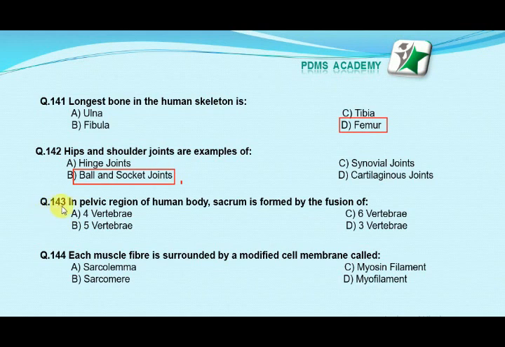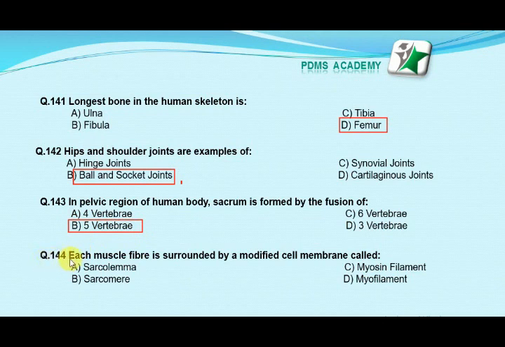Our next MCQ is: in the pelvic region of the human body, the sacrum is formed by fusion of. Option A, 4 vertebrae. Option B, 5 vertebrae. Option C, 6 vertebrae. Option D, 3 vertebrae. Our correct answer is B, 5 vertebrae.